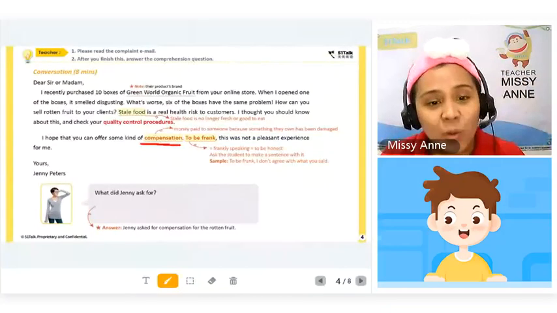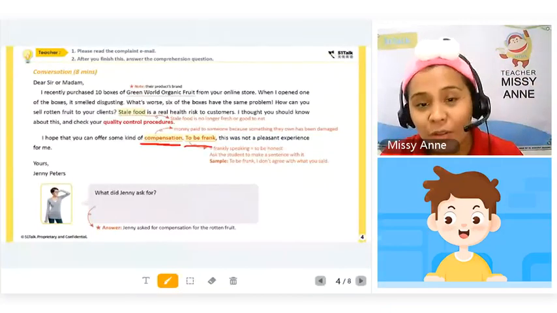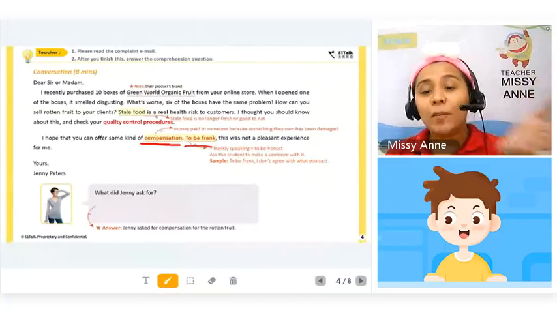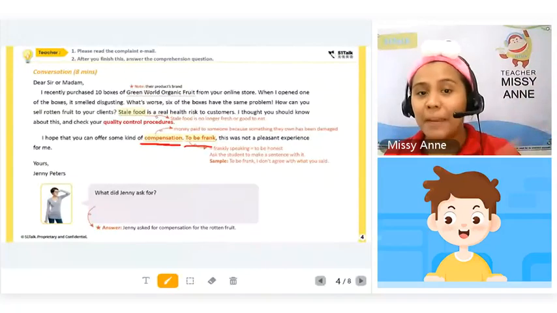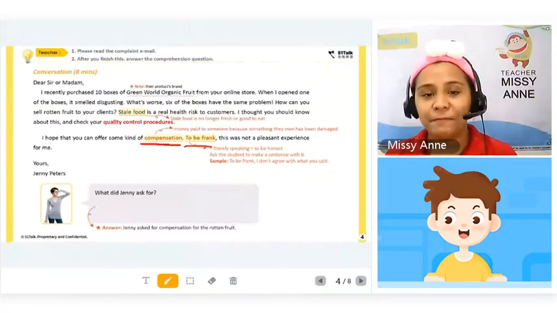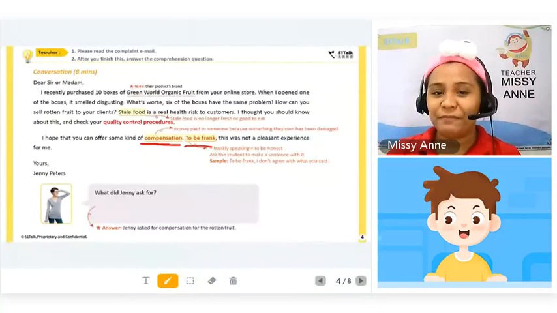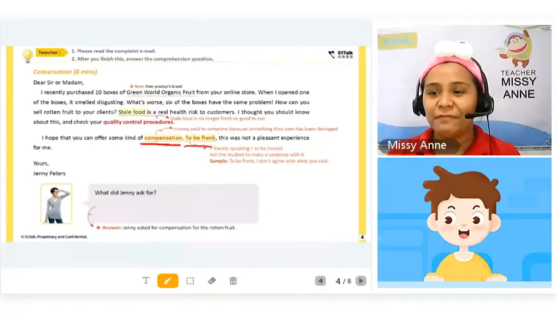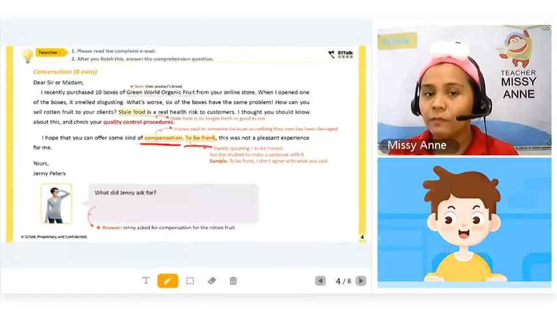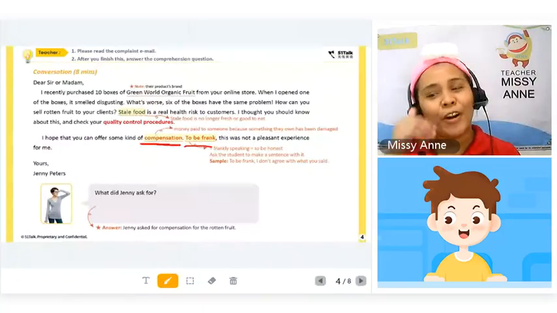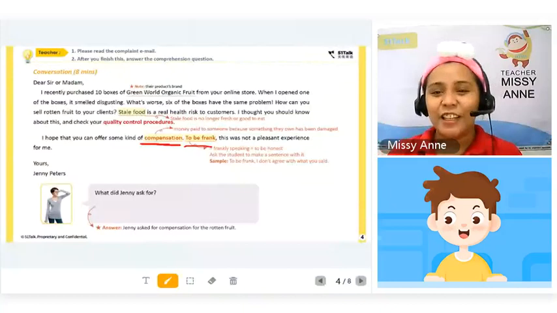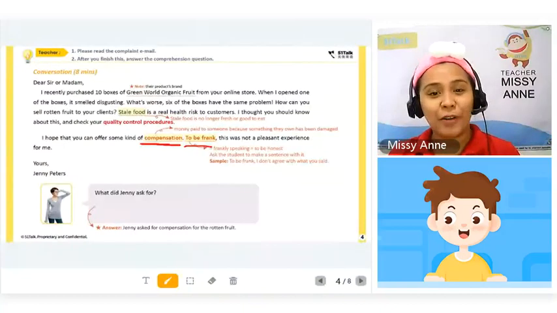And this one, to be frank, based on the sentence, what do you think to be frank or frankly speaking means? Okay, what do you think to be frank means? To be frank means say some truth words to express our feelings. Or to be honest. To be honest, this was a disgusting experience.